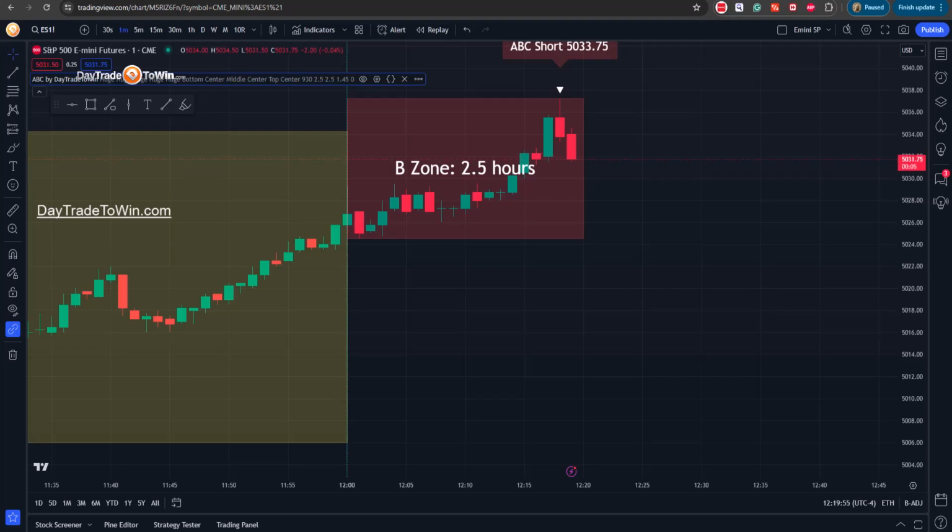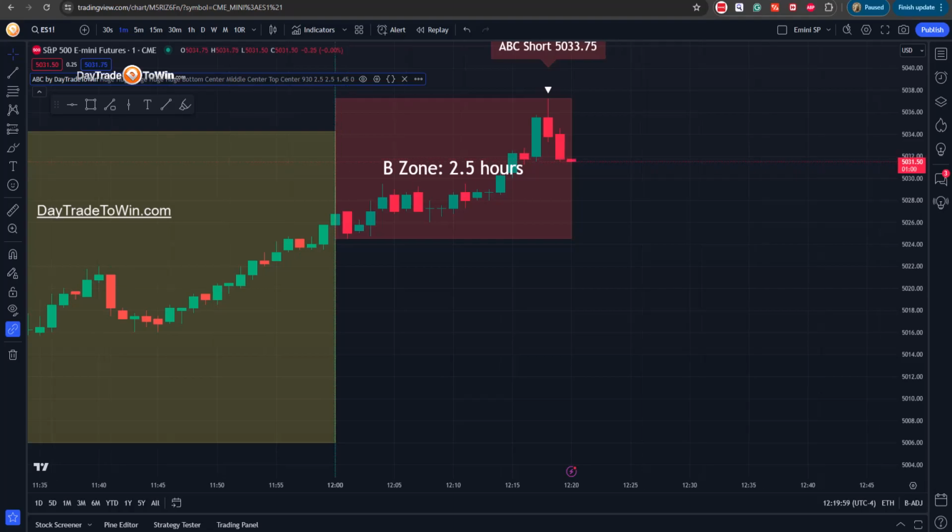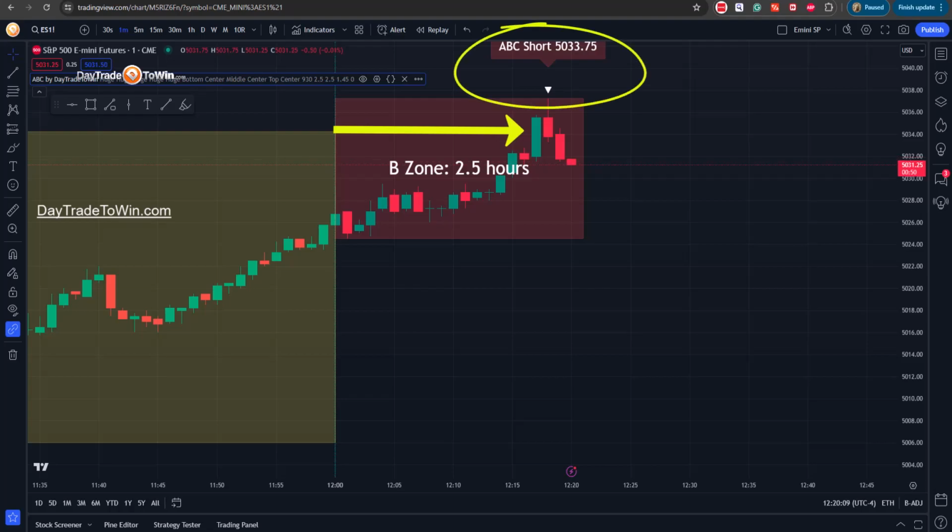The reason it's indicating to go short is because the market and the candles, as you see them, closed outside of the zone and now are re-entering back inside of the range of the first 2.5 hours, and it produces a signal to go short, which happens to be 50.3375.